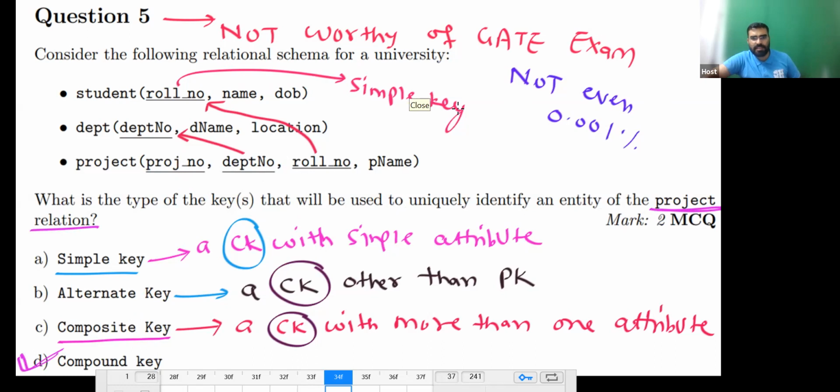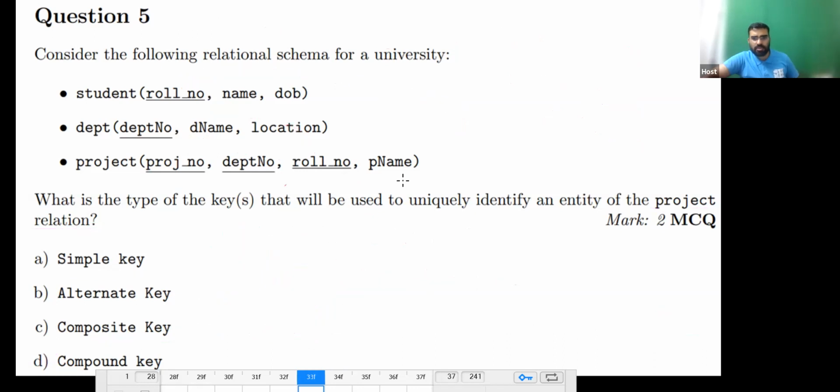Even according to Wikipedia, you cannot solve this question, because this is not a foreign key, right? Yes or no? Are you getting my point? This project number is not a foreign key. So here, this department number, roll number, and project number, but whatever. Anyway, this is a very poor question, so maybe you can skip it. It is good that you skip this question.